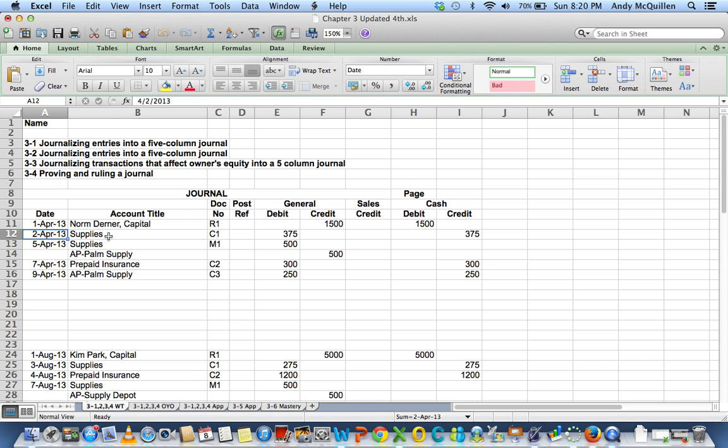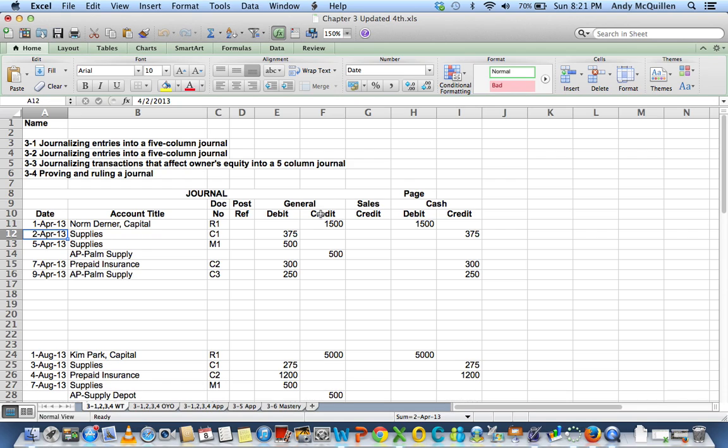But what is going to happen is, if we have something that is impacted by cash, we will put it in the cash column, and then the other account generally is what will go in the account title, and it will be either general debit or credit. And I'll kind of go through this and explain exactly what I mean by that.